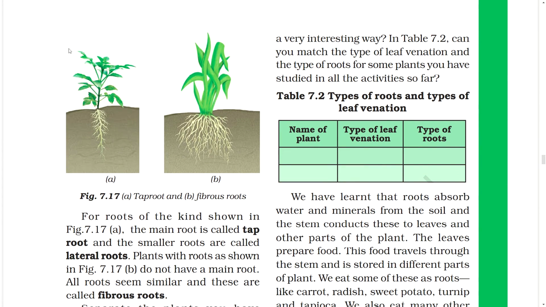Figure A, taproot, and B, fibrous root. For roots of the kind shown in figure A, the main root is called taproot and the smaller roots are called lateral roots. Plants with roots as shown in figure B do not have a main root. All roots seem similar and these are called fibrous roots.